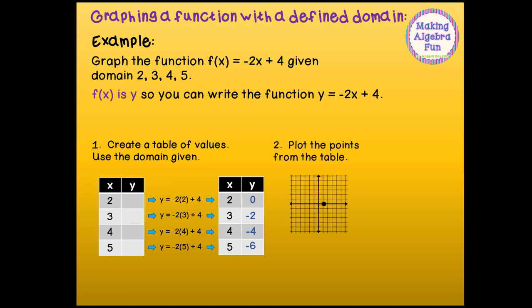So I'm going to take these and plot them. The first one is 2, 0, so you can see we moved over 2 to the right and up nothing. 3, negative 2 means go 3 to the right and down 2. 4, negative 4 means go 4 to the right, and down 4. 5, negative 6 means go 5 to the right, and then down 6. And that's it. You plot those 4 points and you're done.